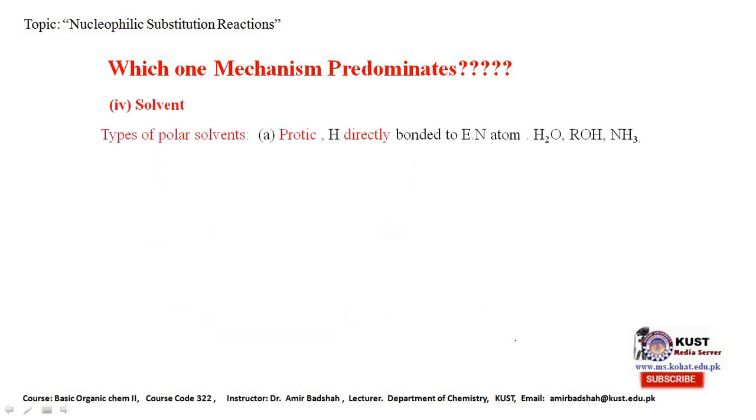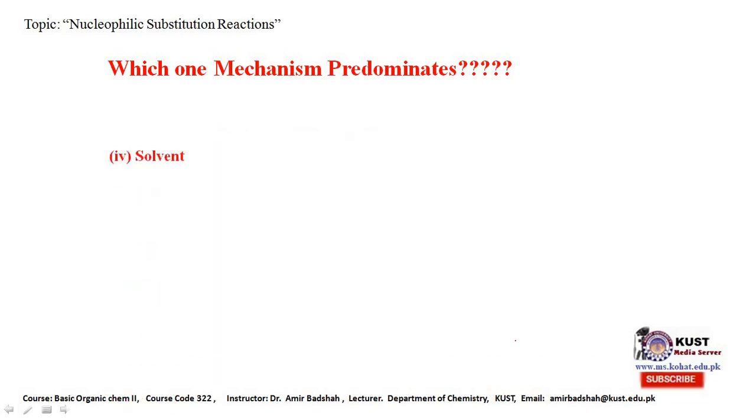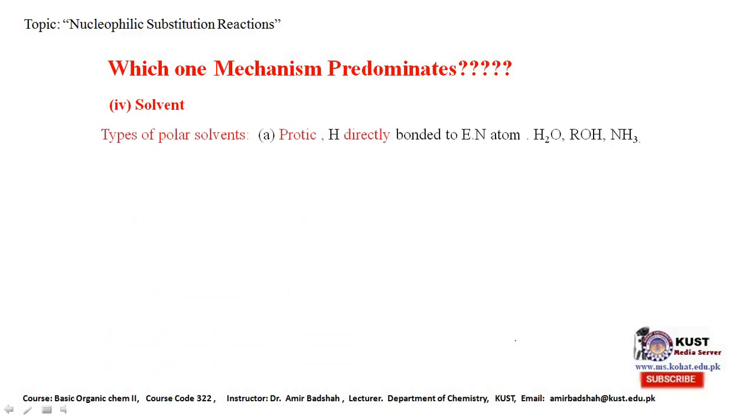The fourth one is the solvent. For the nucleophilic substitution reaction, the solvent should be polar in nature. But polar solvents are mainly of two types. One is the protic solvent. A protic solvent is one in which hydrogen is directly bonded to a more electronegative atom. For example, water, where hydrogen is bonded with oxygen. Similarly, in alcohol, hydrogen is bonded with oxygen, and in ammonia, hydrogen is bonded with the more electronegative nitrogen.